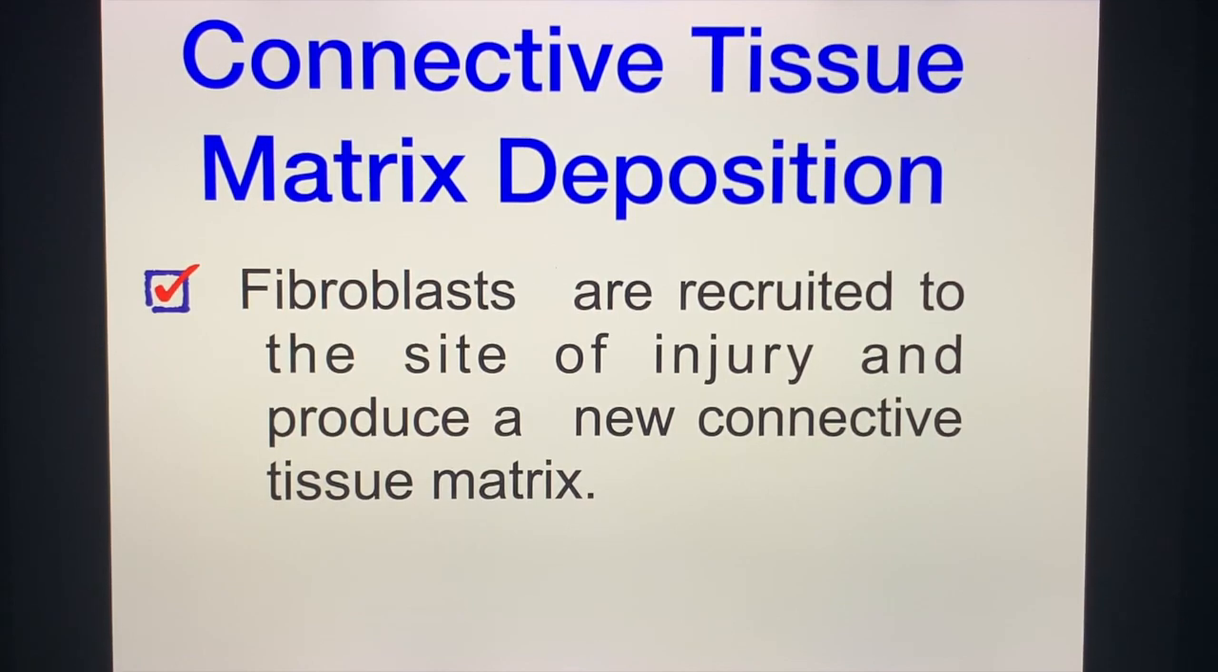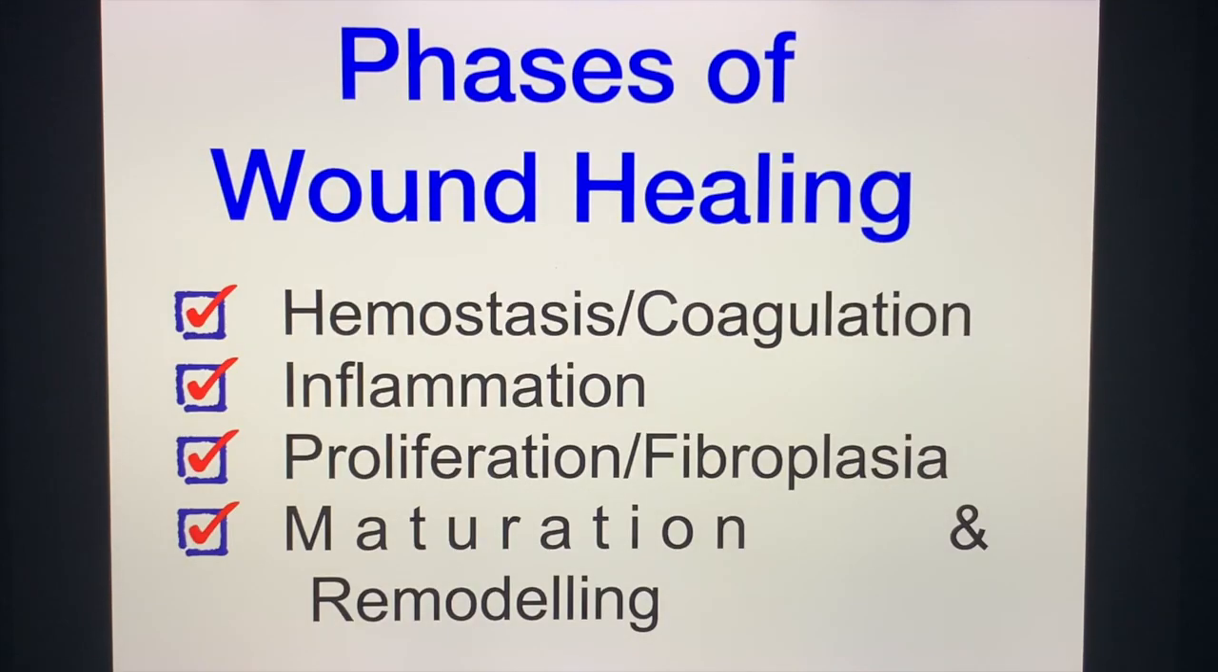So the fibroblasts are recruited to the site of injury and produce a new connective tissue matrix. So let's repeat the three phases of wound healing: epithelialization, contraction, and connective tissue matrix deposition.